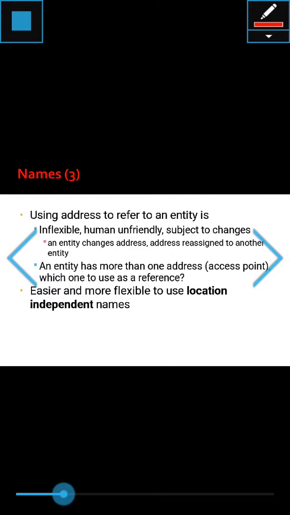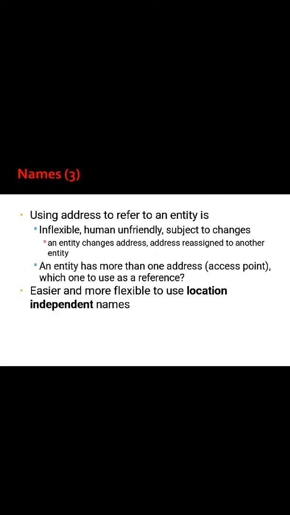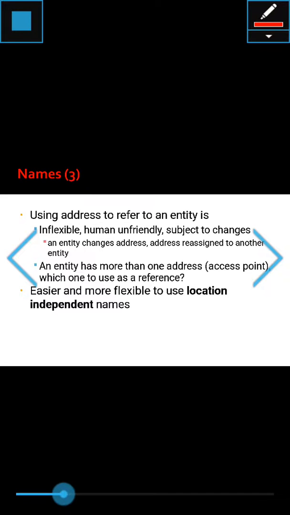So using an address to refer to an entity is inflexible and unfriendly, and what if the person wants to change their number? An entity changes address, and the address is reassigned to another entity. An entity can also have more than one address, that is, more than one access point, so in such a case, which one to use as a reference? An easier and more flexible solution is to use location independent names.